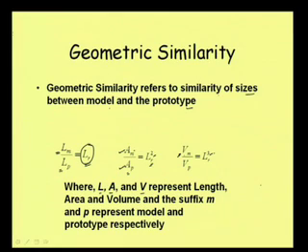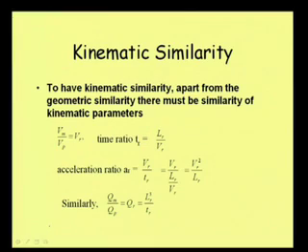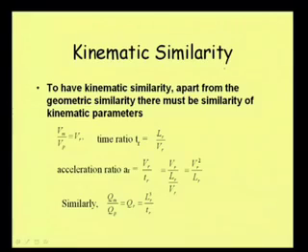Well, and as explained, L, A, V represent length, area and volume, and the suffixes m and p that we are writing are for the model and the prototype. Okay. Well, then we talk about kinematic similarity. Well, so now what is kinematic similarity?